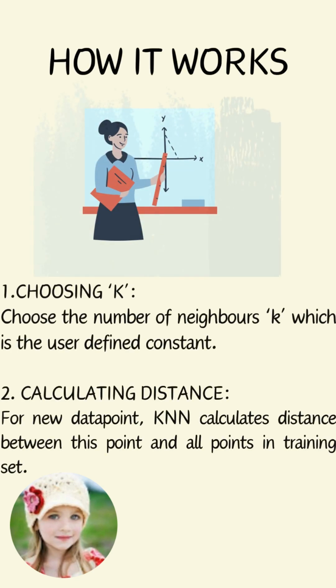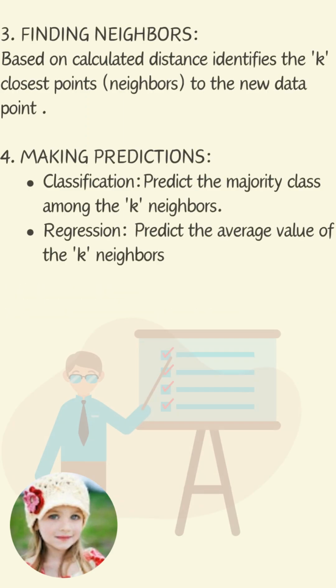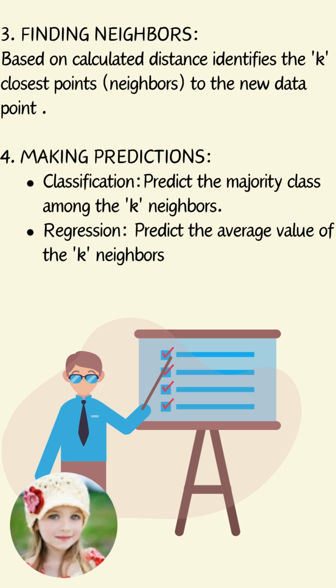Here we can see how KNN works. The first step is to choose the value of k, which is the number of neighbors, and it is a user-defined constant. The next step is to calculate the distance for a new data point. KNN calculates the distance to all the other data points in the training data set. The next step is finding the neighbors. Based on the calculated distance, we identify the k closest points to the new data point. And based on this, we make the predictions.